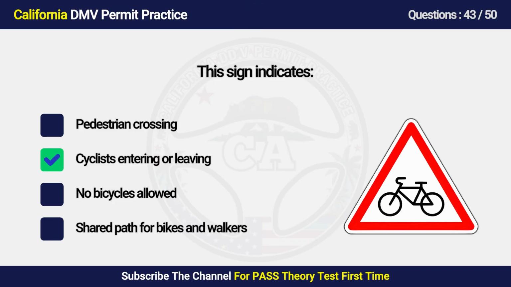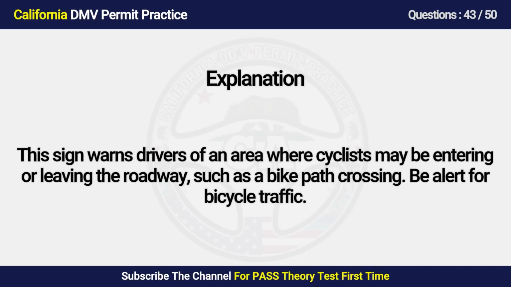Answer is B. Cyclists entering or leaving. This sign warns drivers of an area where cyclists may be entering or leaving the roadway, such as a bike path crossing. Be alert for bicycle traffic.